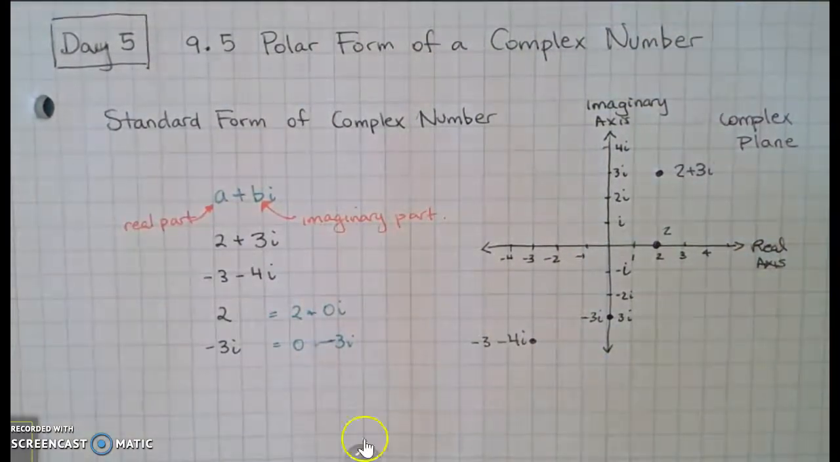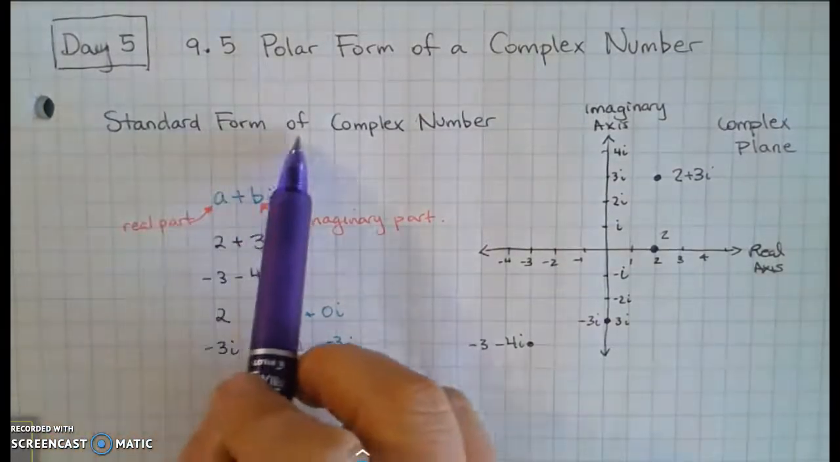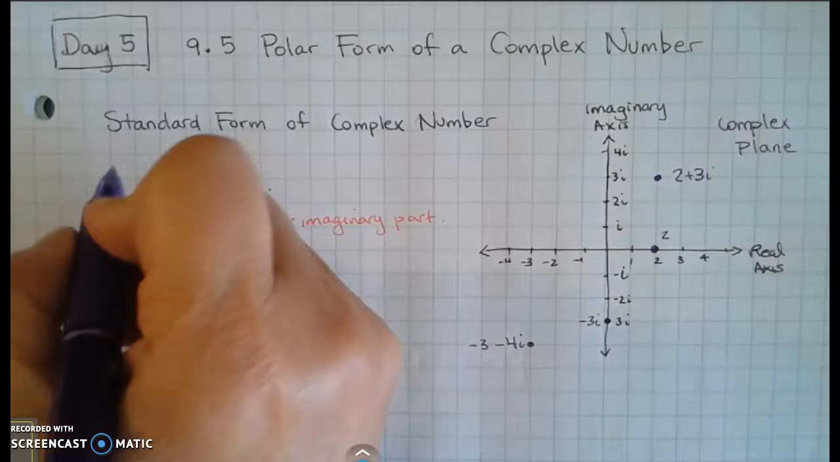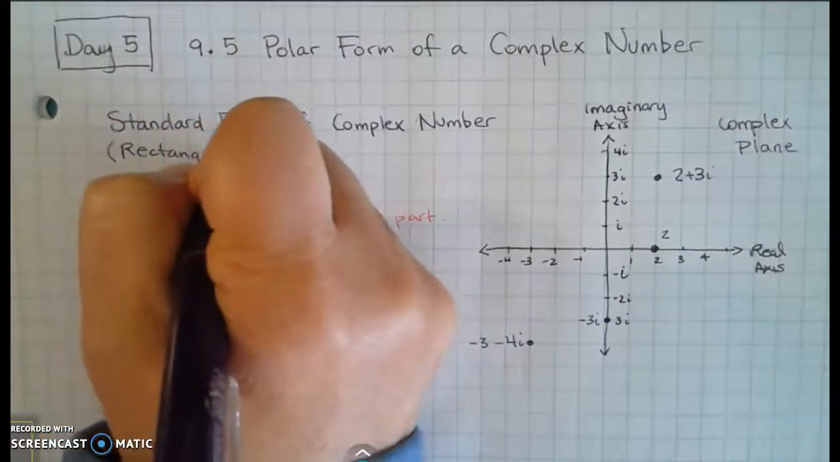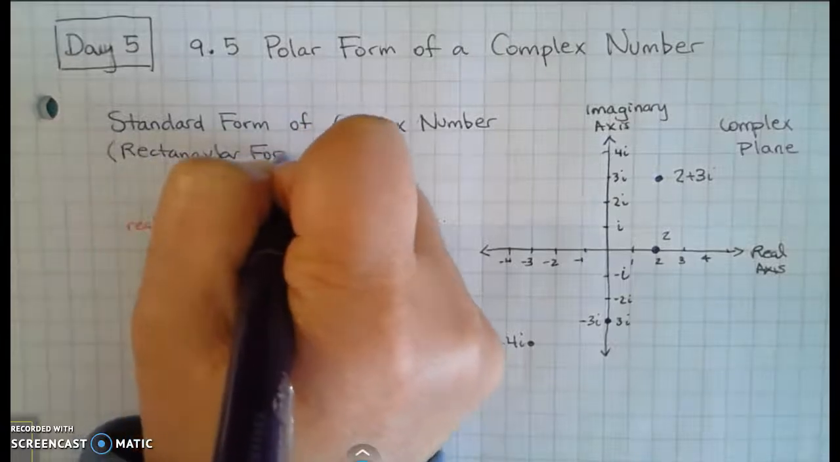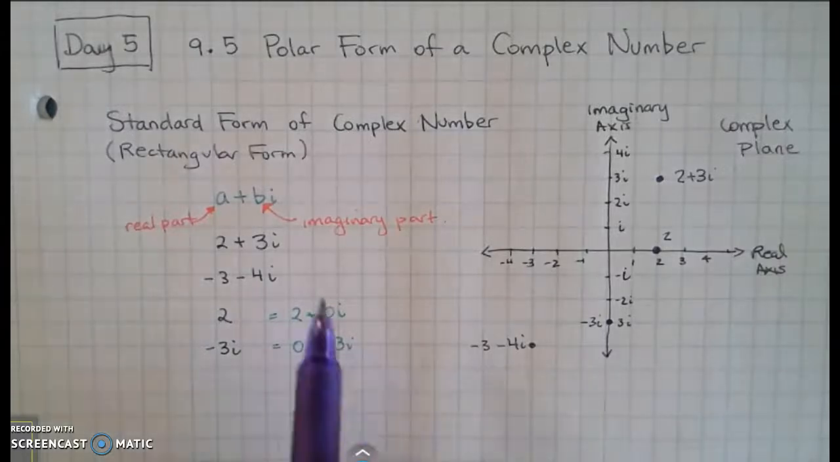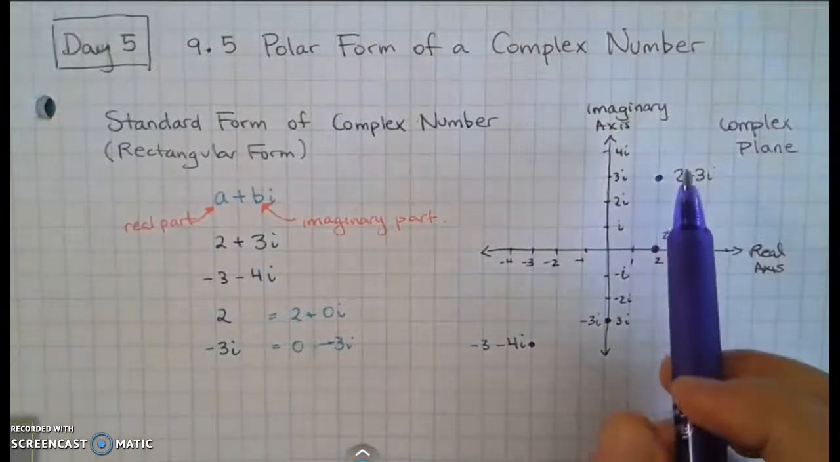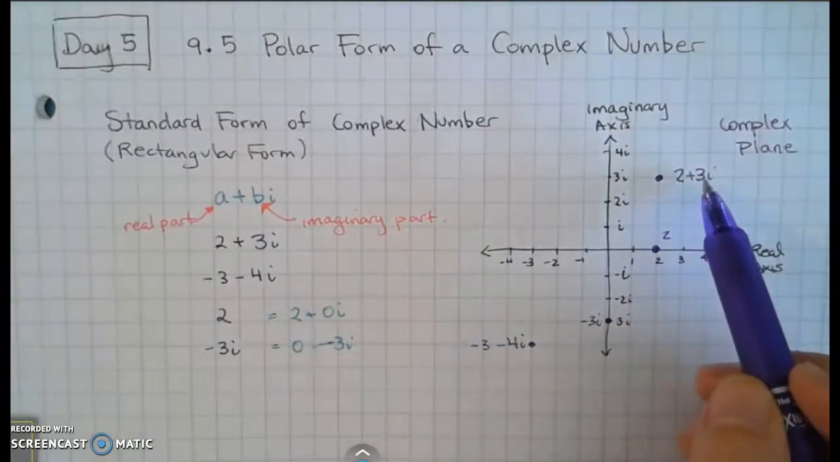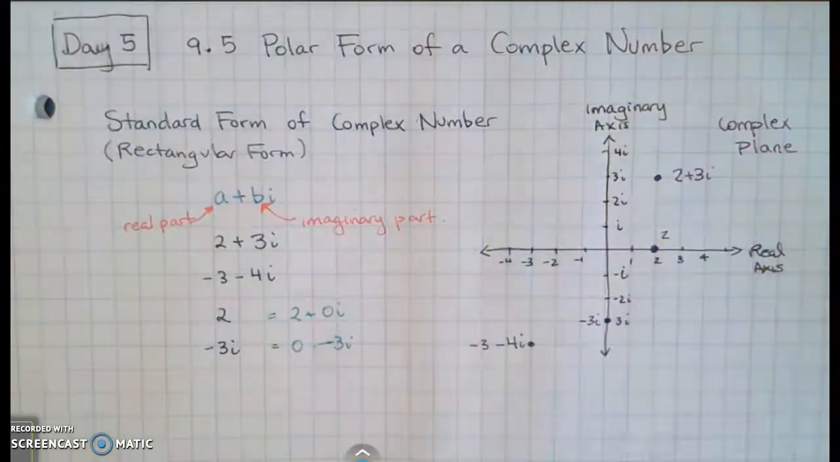And something else: we say that this is the standard form of a complex number, but we can also call this the rectangular form. And you can see why later on, because we're going to be talking about the polar form of complex numbers. Okay, so again, any complex number can be graphed like a point, a comma bi, where a is the real portion, bi is the imaginary portion.